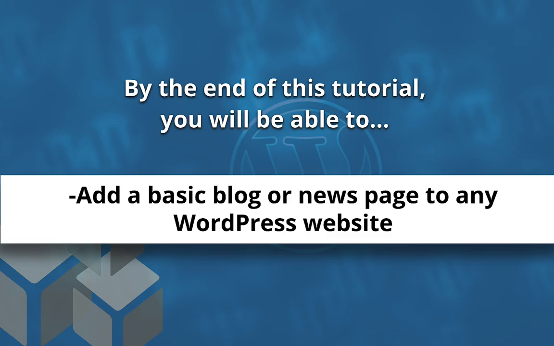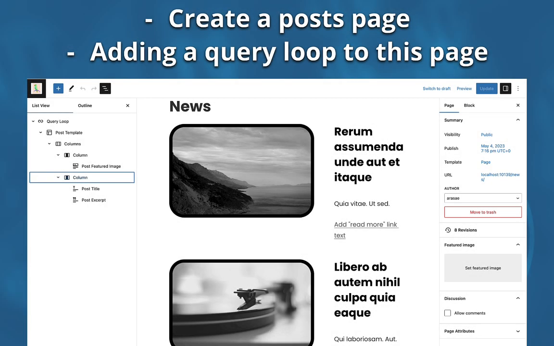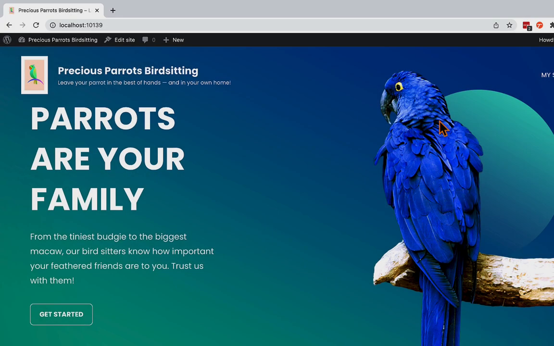Let's learn. While there are multiple ways to accomplish this task, let's learn the most basic one by creating a post page and adding a query loop block to it. The most straightforward way to create a blog or news page that works in both classic and block themes is to first head to your WordPress dashboard.